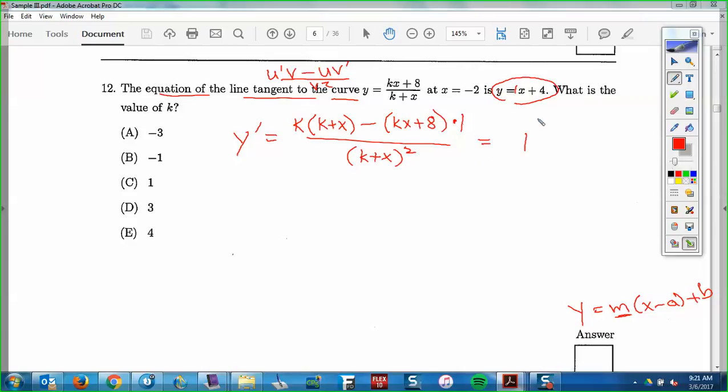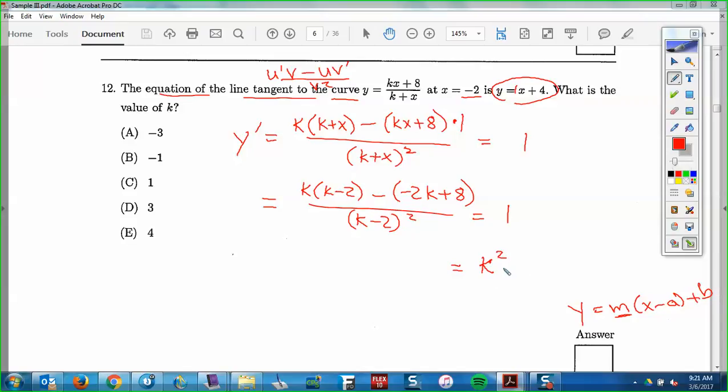But what else can I plug in? Because I have too many variables: a k and an x. I can put a -2 in for x. So I'm going to get k times (k minus 2), minus (-2k plus 8), all over (k minus 2) squared, equals 1. So I can multiply this over to that side, and I get (k minus 2) squared, which would be k squared minus 4k plus 4.